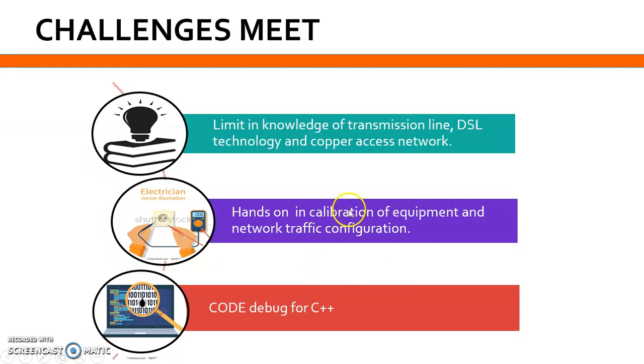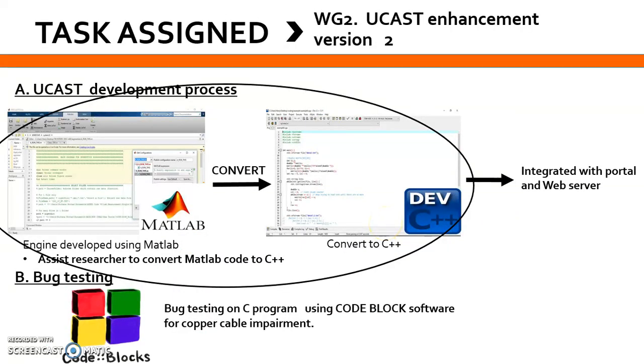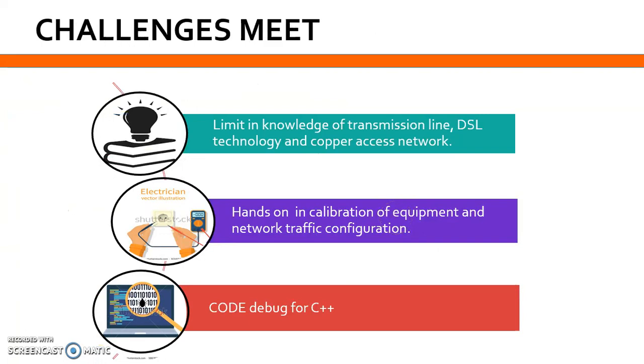The second was the hands-on calibration of the equipment and network traffic configuration, as I mentioned in the first part. For the router, how to configure it using the command prompt like telnet. The last part was the code debugging for C++, which was converted from MATLAB to C++. Of course, there were some problems with my C++ code, but I managed to get some advice from the developer from the TMID to solve my problem. This was also one of the ways for me to learn in the TMID instead of just keeping quiet about it.